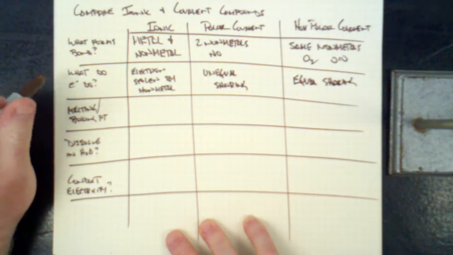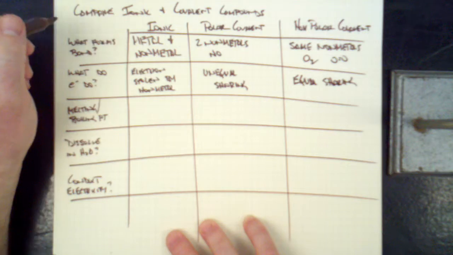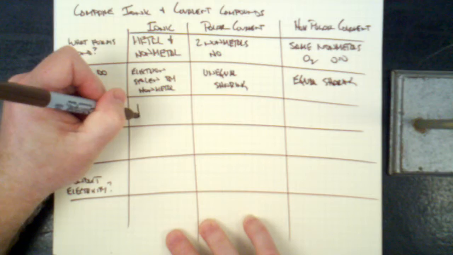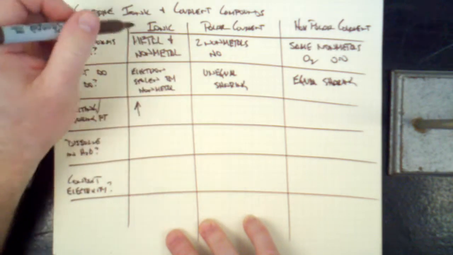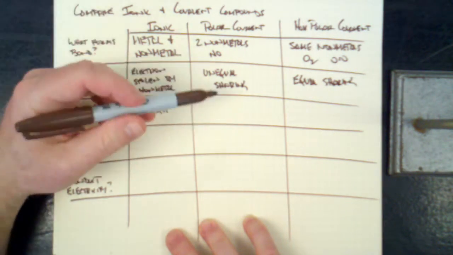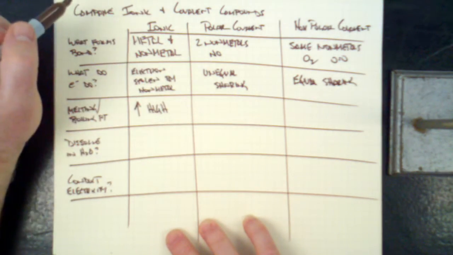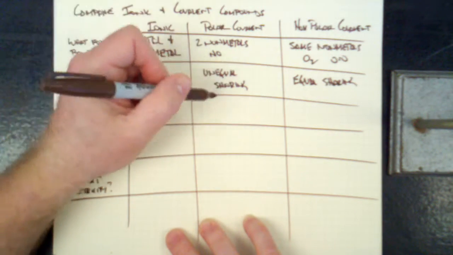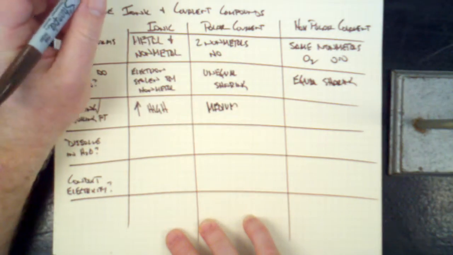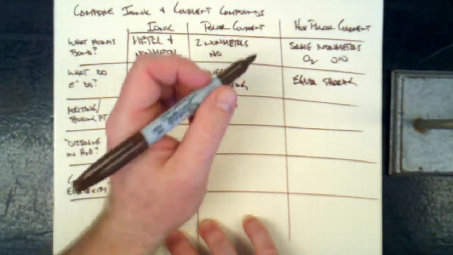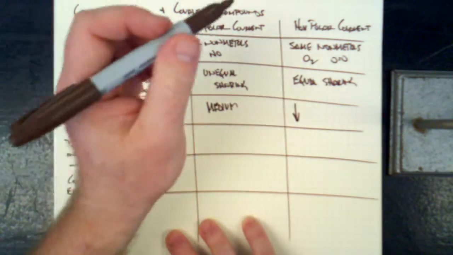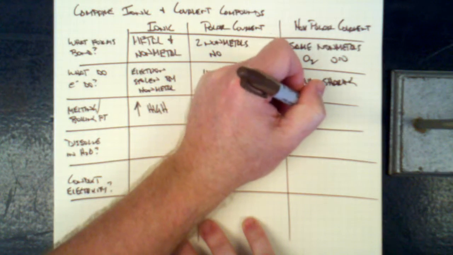Melting and boiling point. Ionic bonds are very strong, so therefore they have very high melting points. Polar covalent are not quite as strongly pulled together, so therefore they have medium melting points. Nonpolar covalent means there's no polarity, it's kind of a weak bond, so they have very low melting and boiling points.